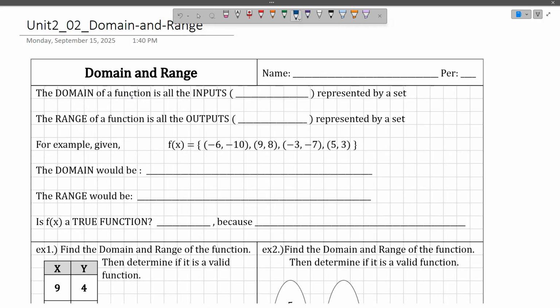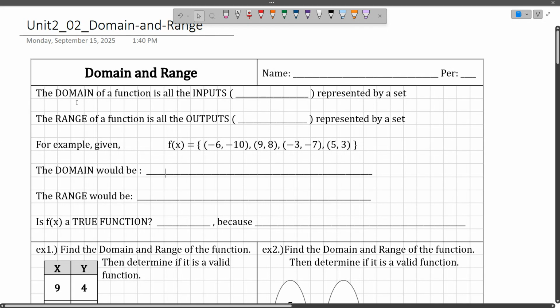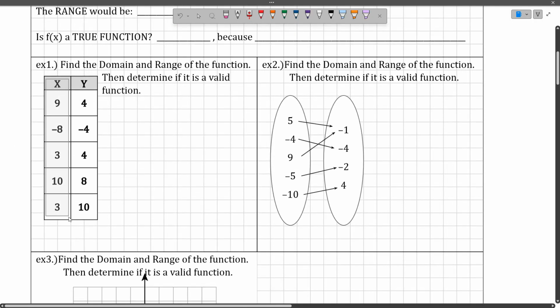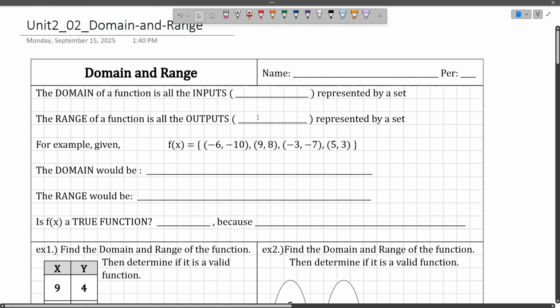Okay. When we're talking about domain and range, we're talking about functions. And remember, a function can take a lot of different forms, but at its core, it's just a relationship between a group of numbers. Right? We have our inputs. That's my x values. We have my outputs, which are my y values, right? That's all a function is. It has inputs, it has outputs, and if it's a true function, every input will have only one output, all right? So what's a domain and a range?